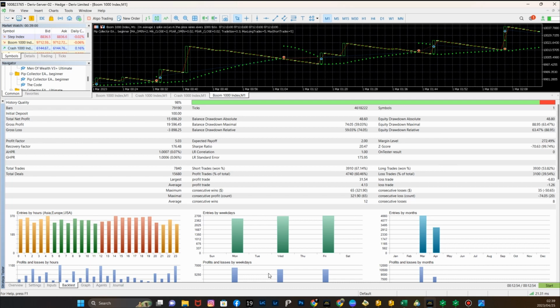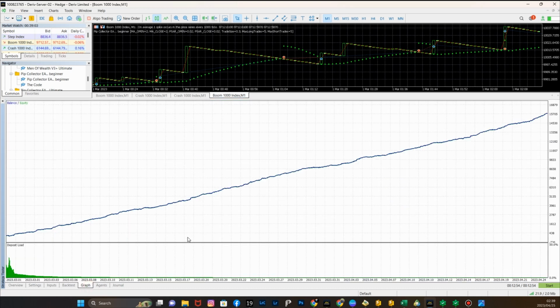So anything else you want to know, guys, regarding the system? Let's look at a graph. It's a linear graph, but not as linear as the one on Crash, I can guarantee you that. But anyway, do appreciate what the system can do, guys.